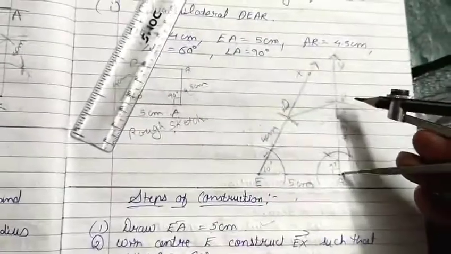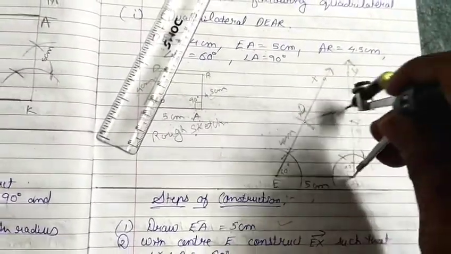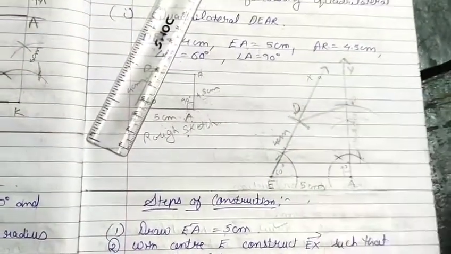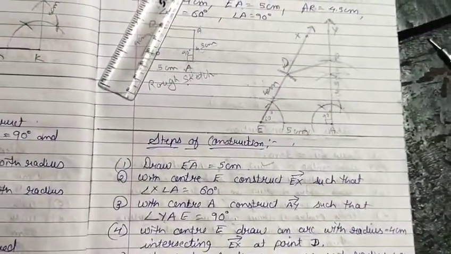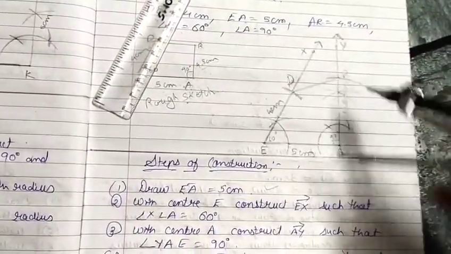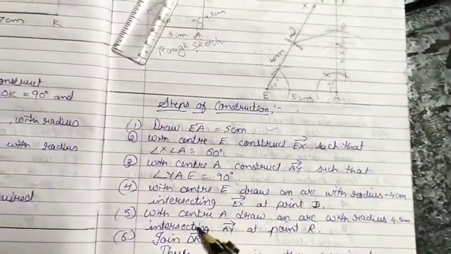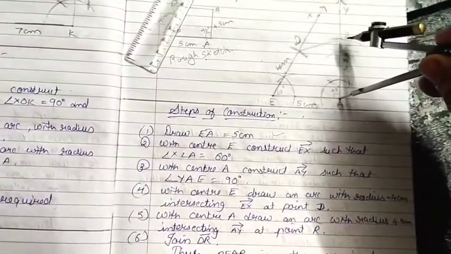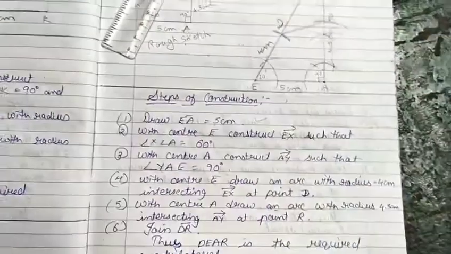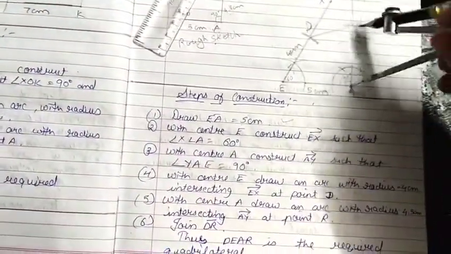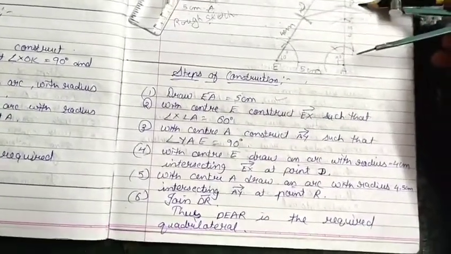Now place it on A and cut that previous ray. See, we center A, draw an arc with radius 4.5. We had taken 4.5. With center A, draw an arc with radius 4.5, intersecting ray AY at point R.